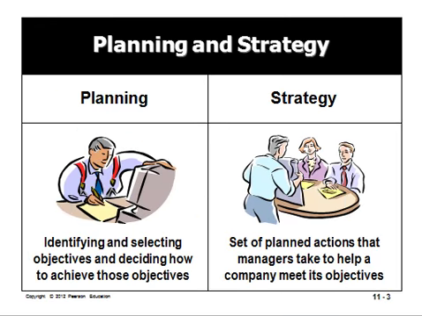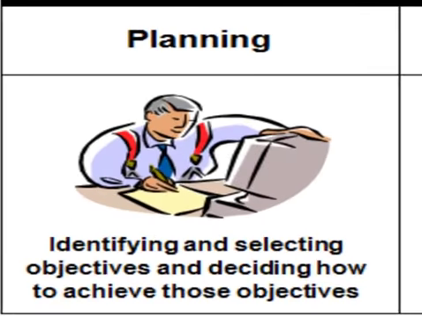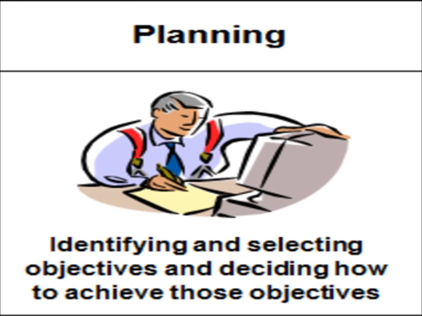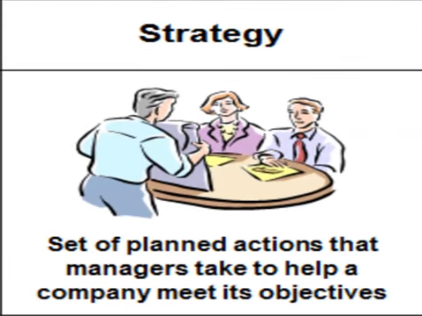Planning and strategy. Planning is the process of identifying and selecting an organization's objectives and deciding how the organization will achieve those objectives. Strategy is the set of planned actions taken by managers to meet companies' objectives. Developing an effective strategy requires a clear definition of objectives or goals and a plan to achieve them.